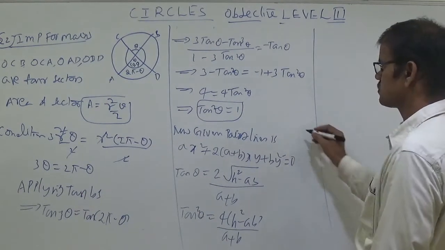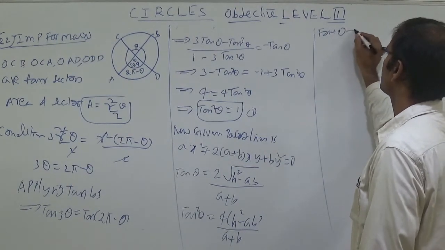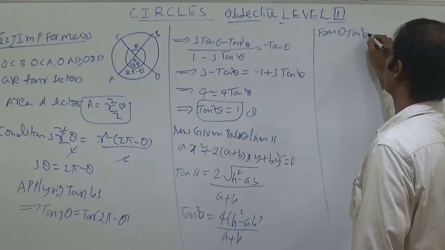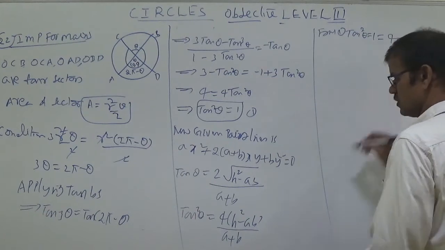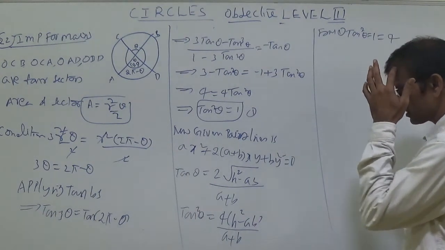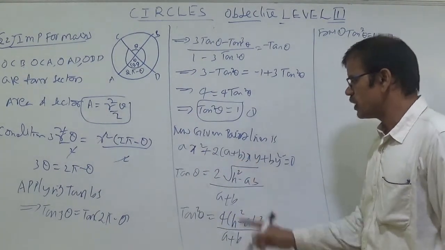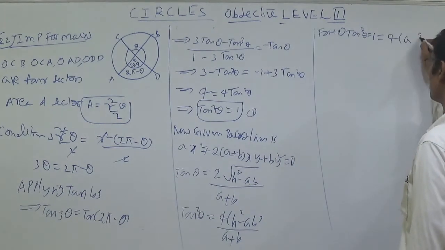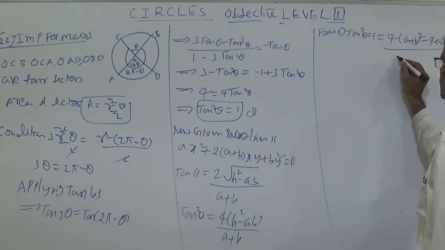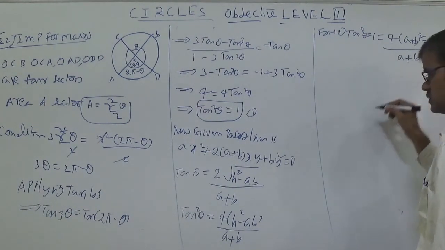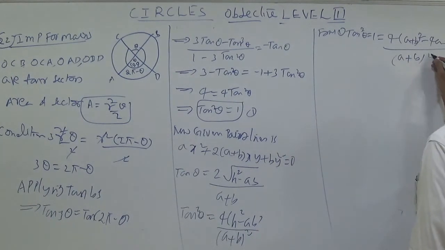From 1, tan square theta equals 1, so we can write 1 is equal to, from this, 4 into (4h square minus 4ab)... 4h square means, students, this is of course 2h whole square, and 2h is 2 into (a plus b). So you can write now 4 into (a plus b) whole square minus 4ab, by (a plus b) whole square.